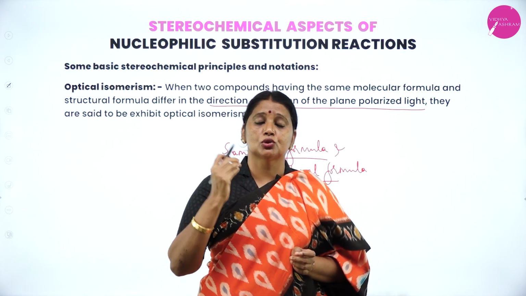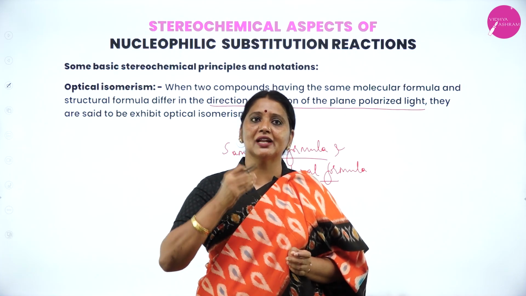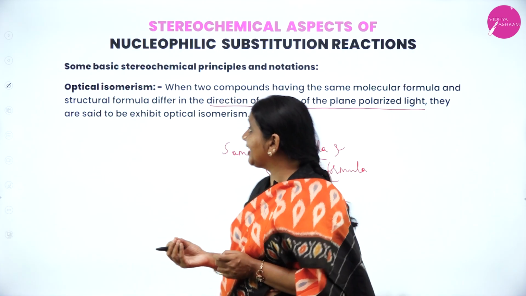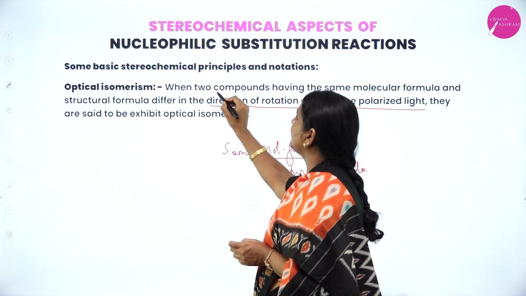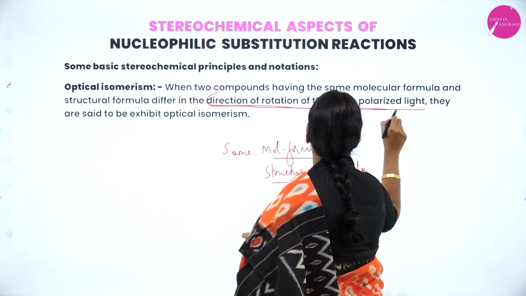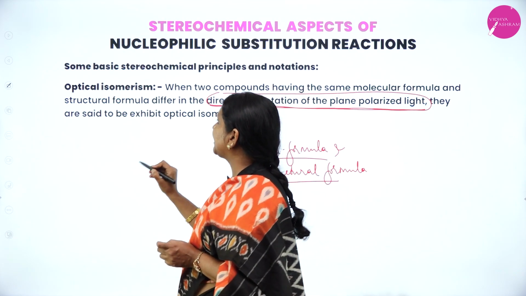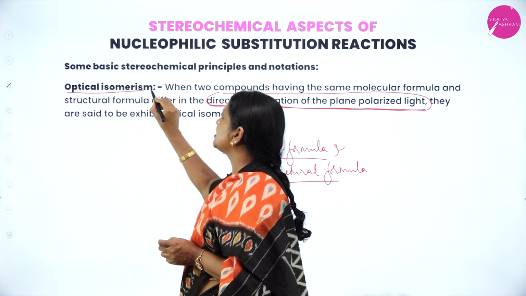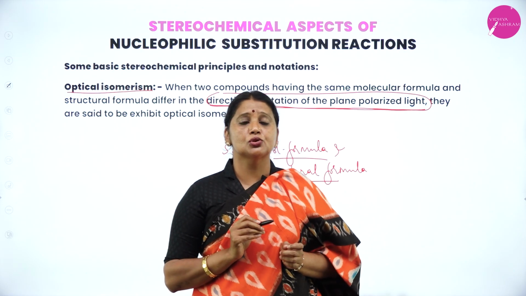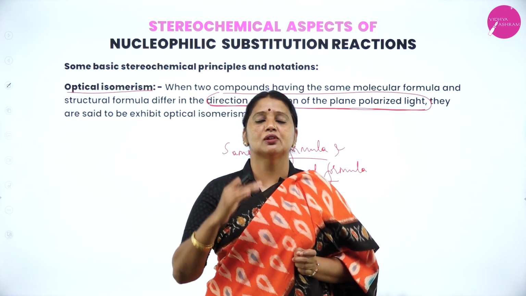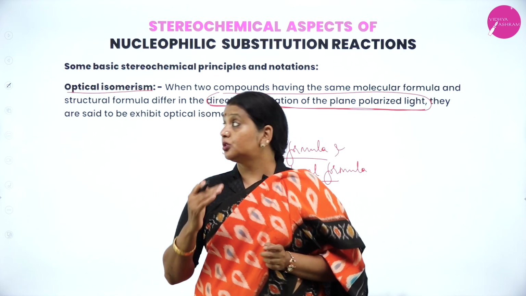Plane polarized light. Two compounds having the same molecular formula and the same structural formula, but how do they differ with respect to each other? They differ with respect to the direction of rotation of plane polarized light. Such compounds are said to be optical isomers, and the phenomenon is called as what? Optical isomerism.